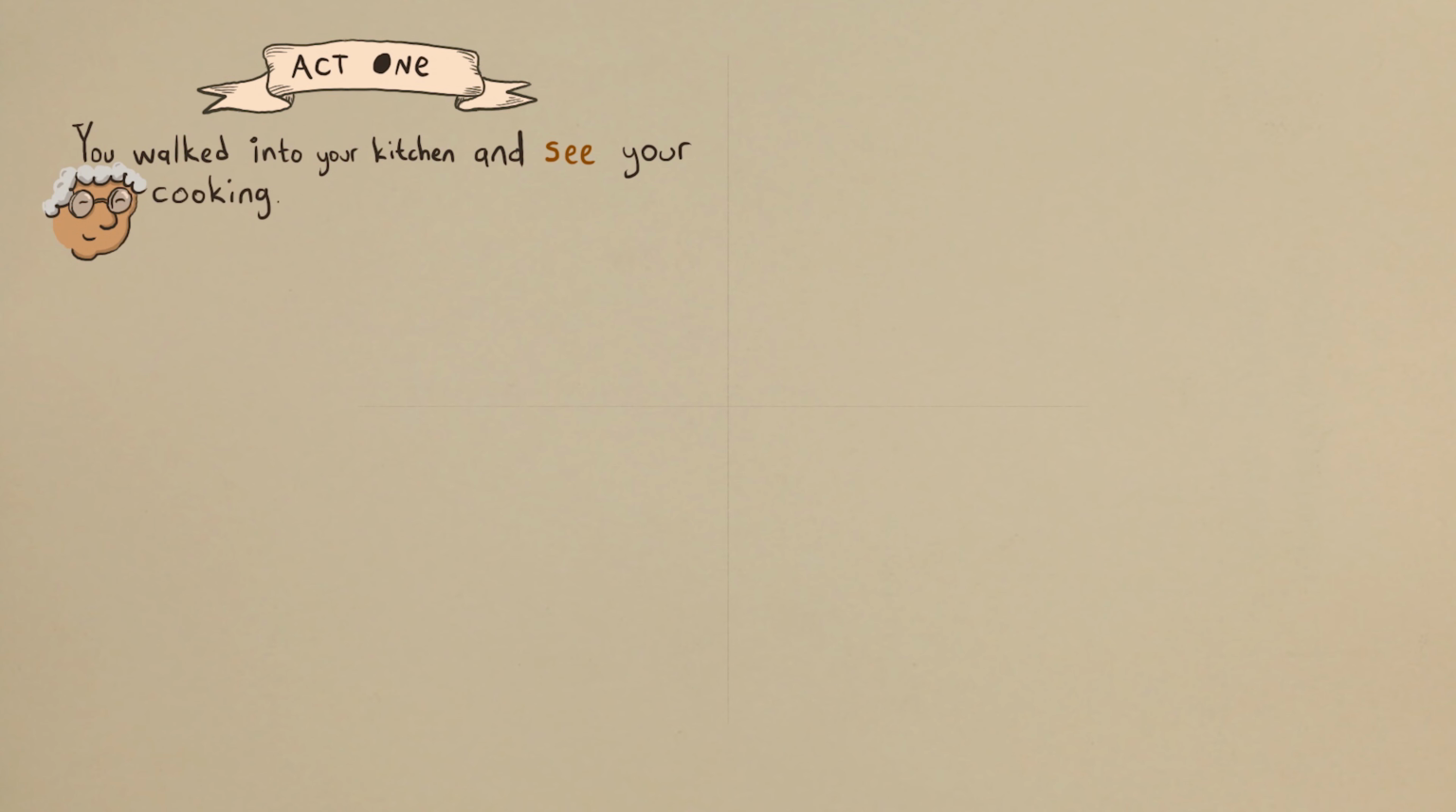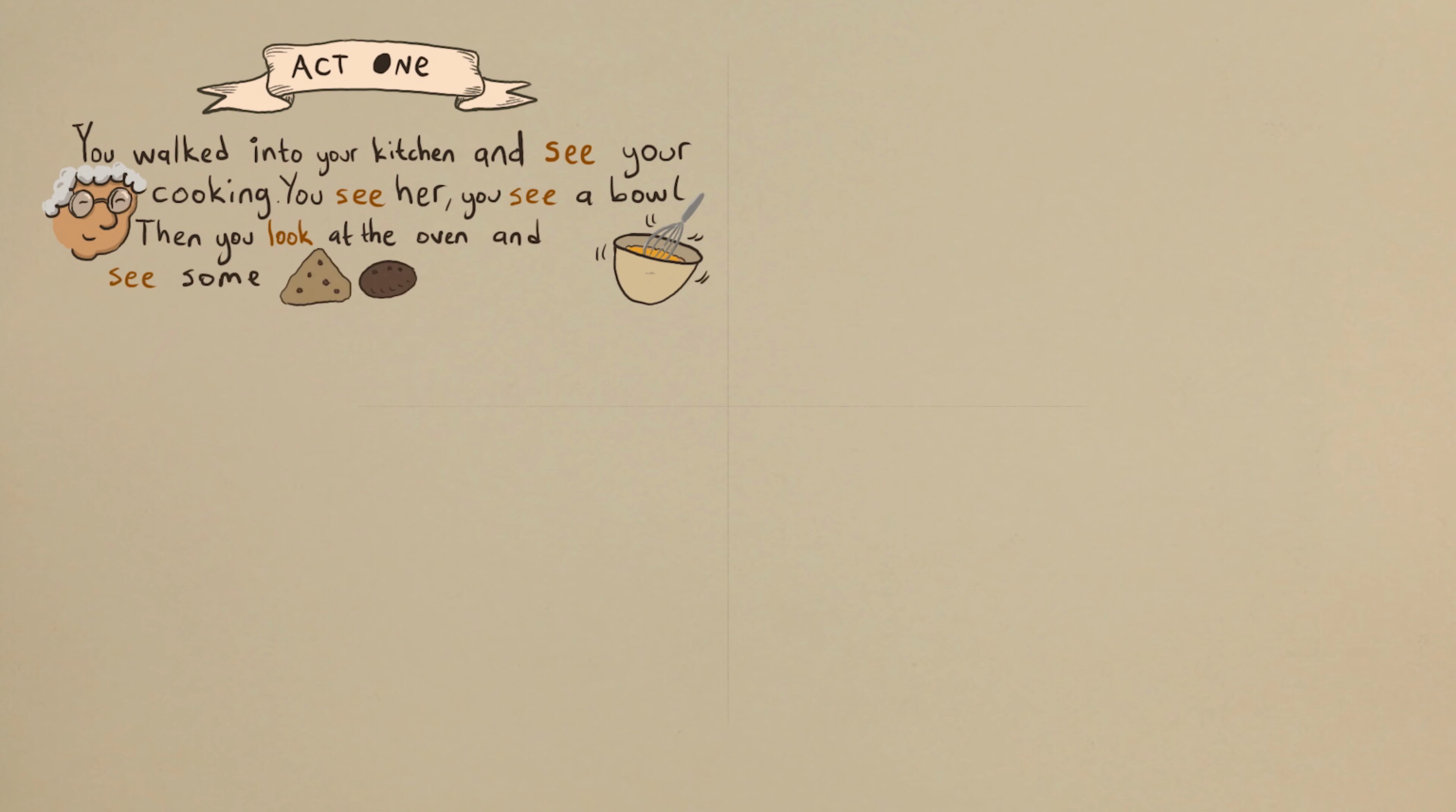Let me finish this with a story. You walk into the kitchen and see your grandma cooking. You see her and you see a bowl which she whisks something in rapidly. Then you look at the oven and see some cookies. Some of them are triangle and white. Some of them are circle and brown. In this scene, you have used your occipital lobes. You saw everything: the kitchen, the movement of the whisk, shapes and colors of cookies, with your occipital lobes.